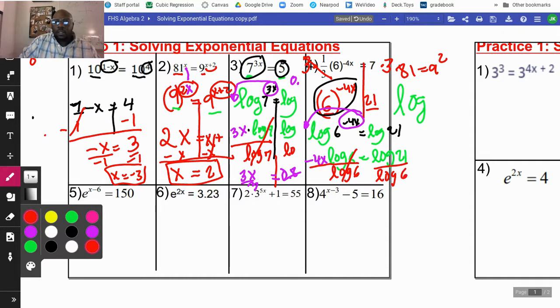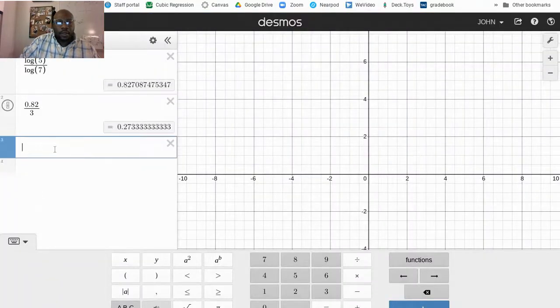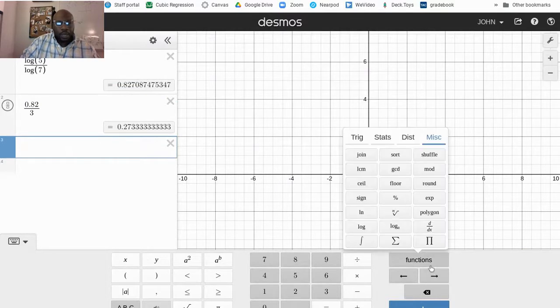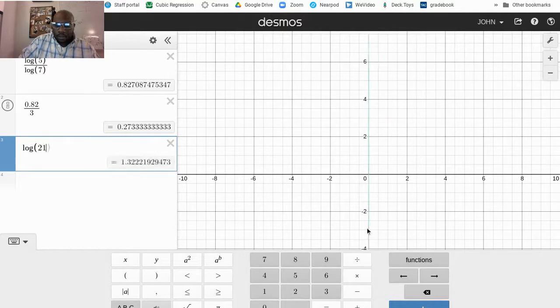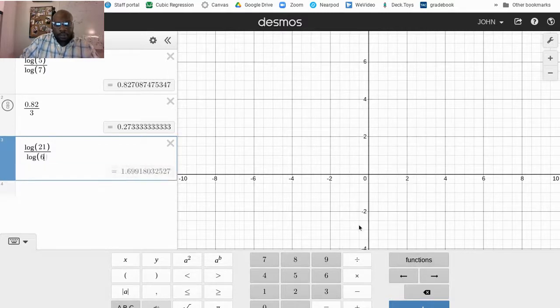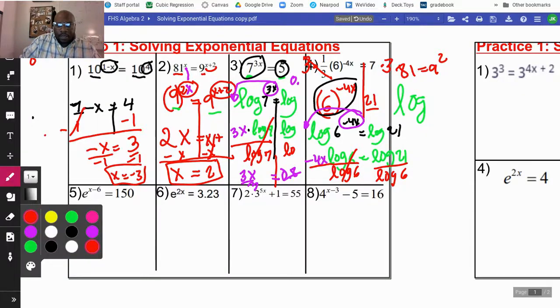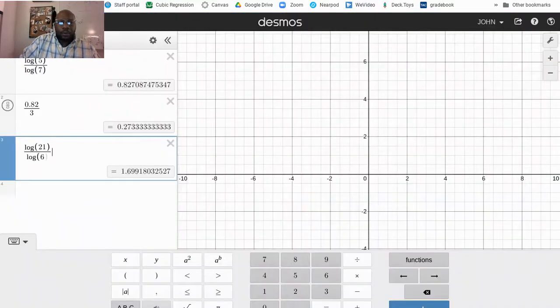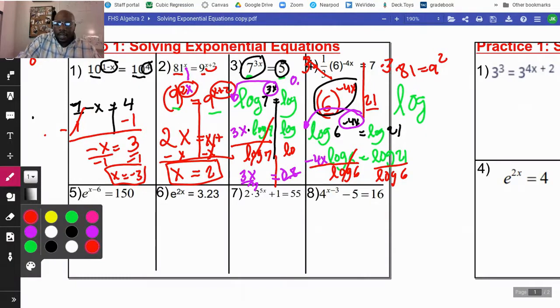All right, let's go find that. Log 21 divided by log 6. You go over here, you type in log 21. Close the parentheses, divided by log, did we say 6, right? All right, so we did say 6, did we? Yeah, we sure did. So we're getting what, 1.69. So I'm going to go back here and say 1.69 is what I'm getting here. So I have negative 4x equals, what did I say? 1.69.